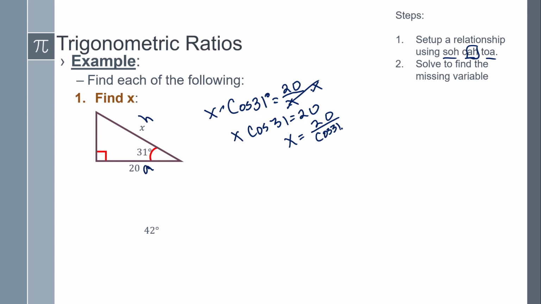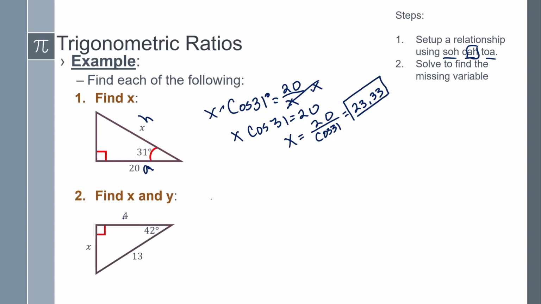Now with this statement, this is where you enter it into your calculator. You're going to do 20 divided by the cosine of 31 degrees, and you're going to get 23.33. We're going to do 2 decimal places, and so that is the side.